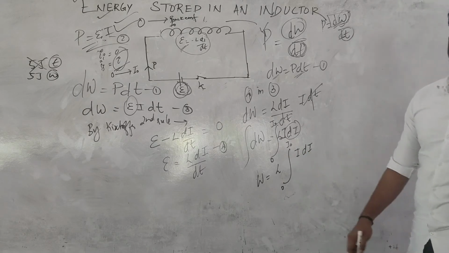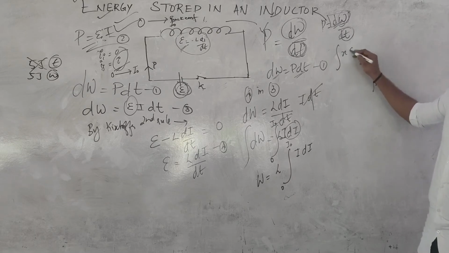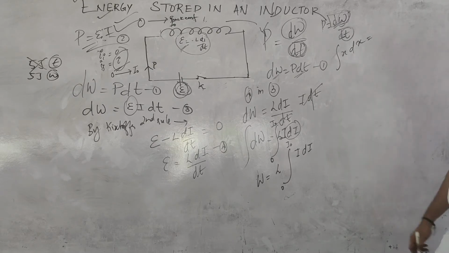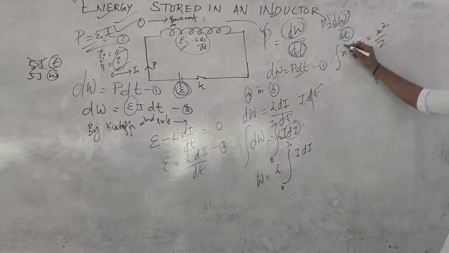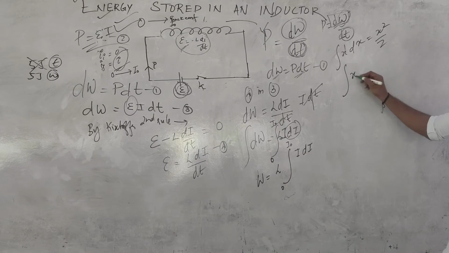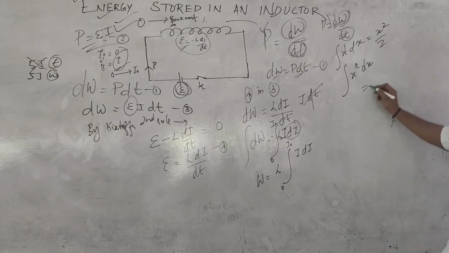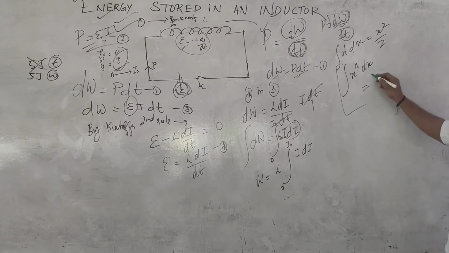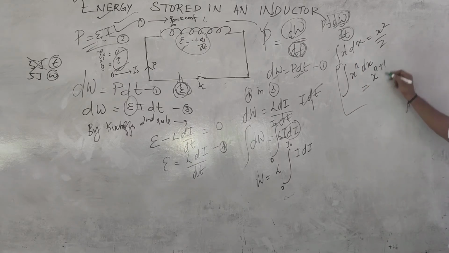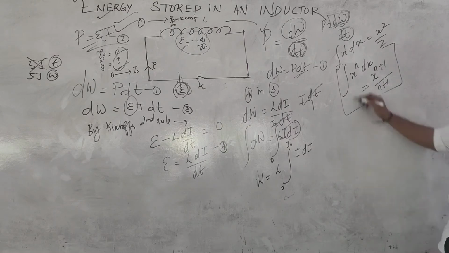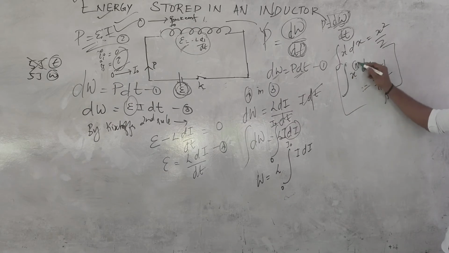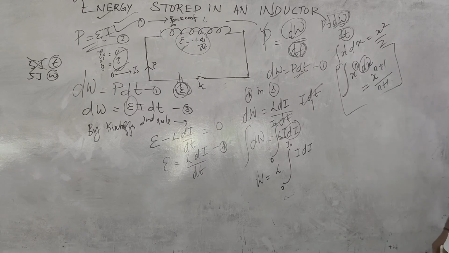What is integral I dI? What was integral x dx? What is integral x dx? It is x square by 2. Am I right? Because x to the power 1. This is of the general form x raised to n dx. Integral x raised to n dx is equal to x raised to n plus 1 by n plus 1. This is the general form.